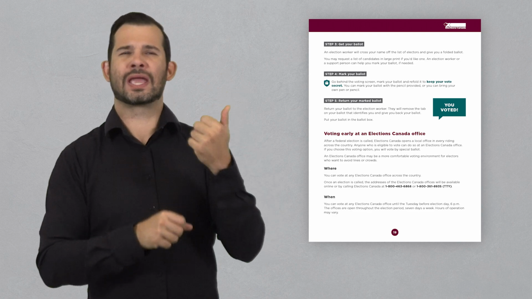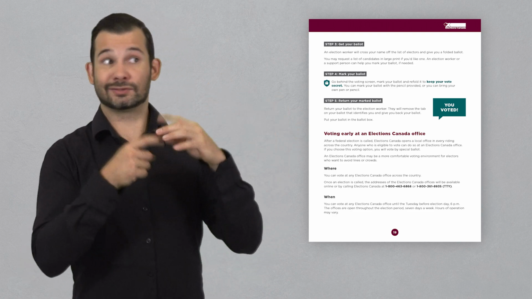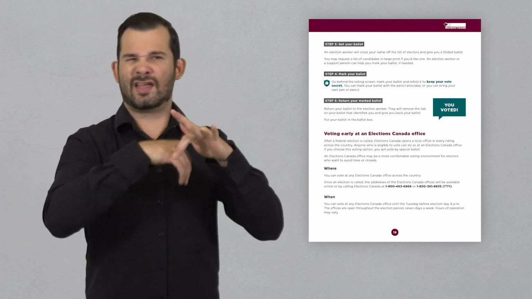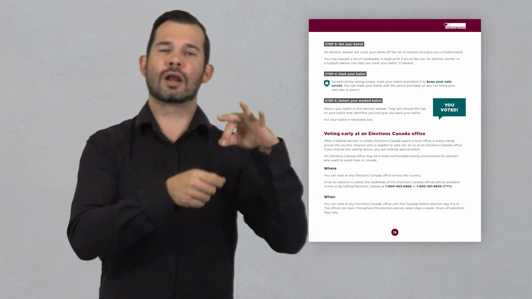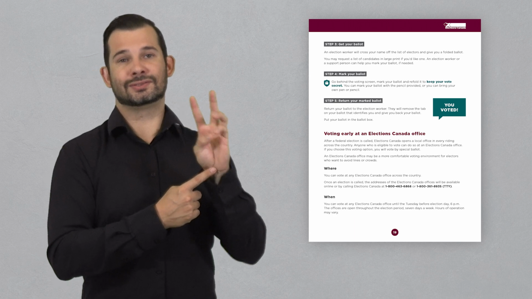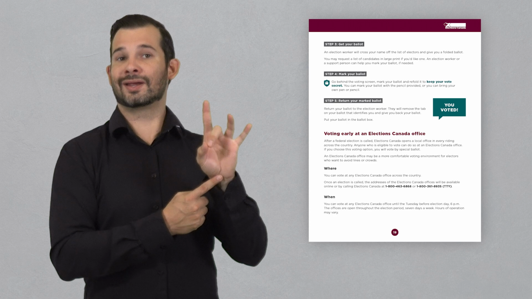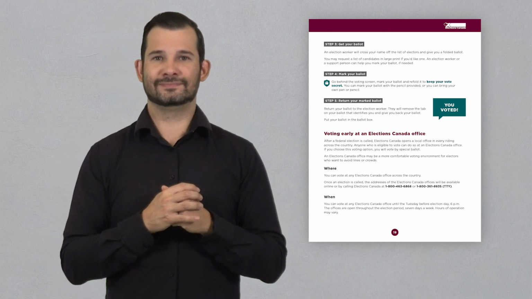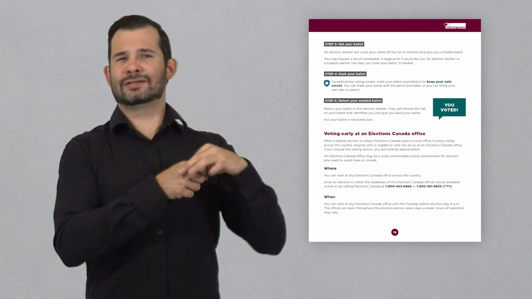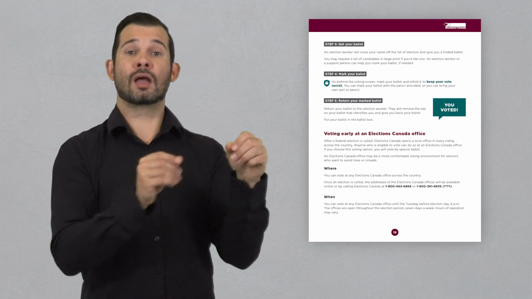Where? You can vote at any Elections Canada office across the country. Once an election is called, the addresses of the Elections Canada offices will be available online or by calling Elections Canada at 1-800-463-6868 or 1-800-361-8935 TTY. When? You can vote at any Elections Canada office until the Tuesday before Election Day, 6 p.m.